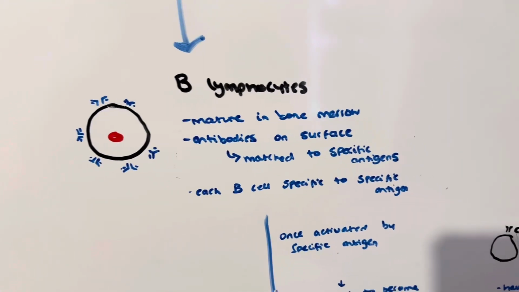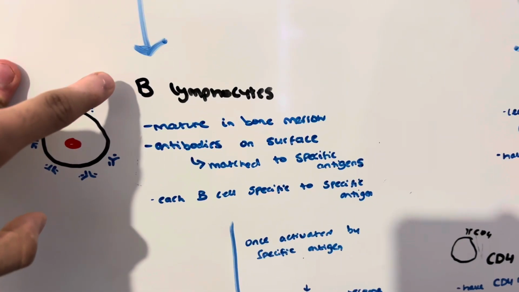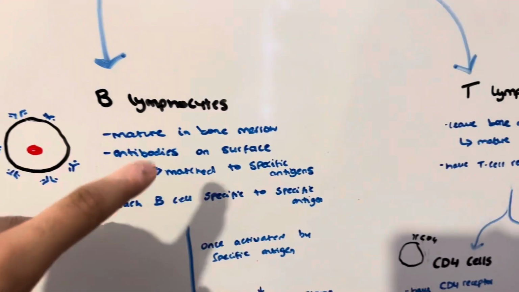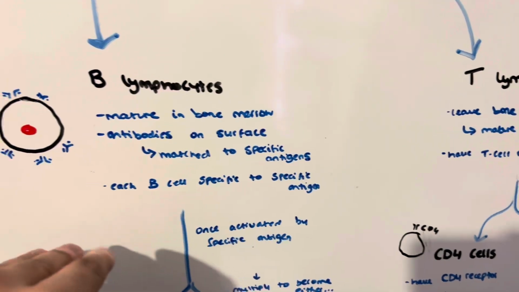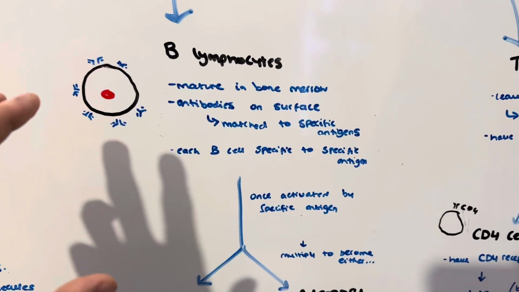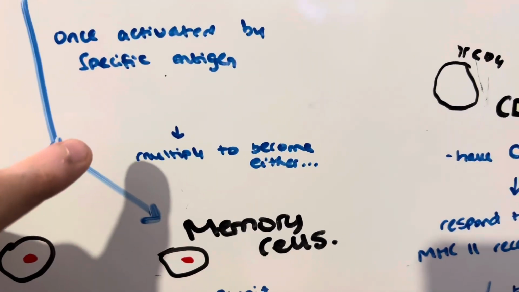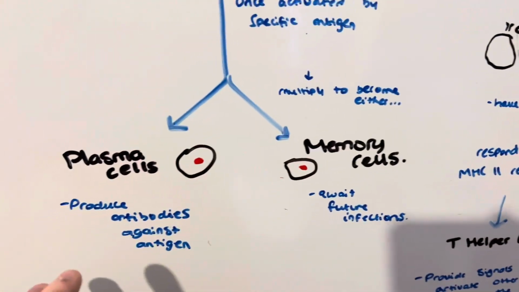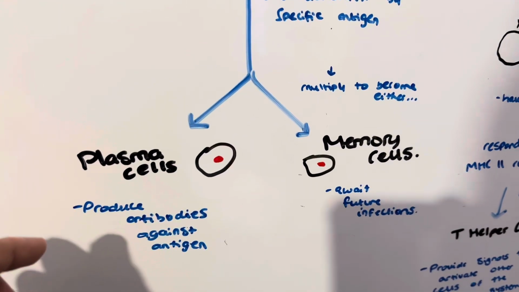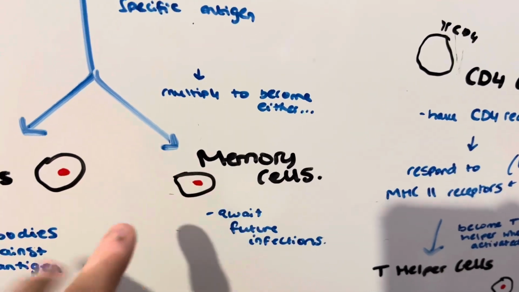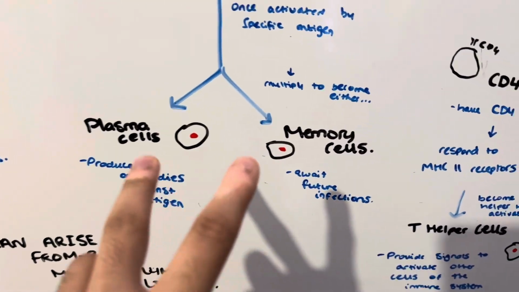B lymphocytes mature in the B for bone marrow. B lymphocytes have antibodies on the surface, and these are specific to a specific antigen. Once the B lymphocyte is activated by a specific antigen, it will multiply rapidly to form either plasma cells or memory cells. Plasma cells, of course, produce antibodies against antigens, and memory cells await future infections. I think we talked about this in A level.